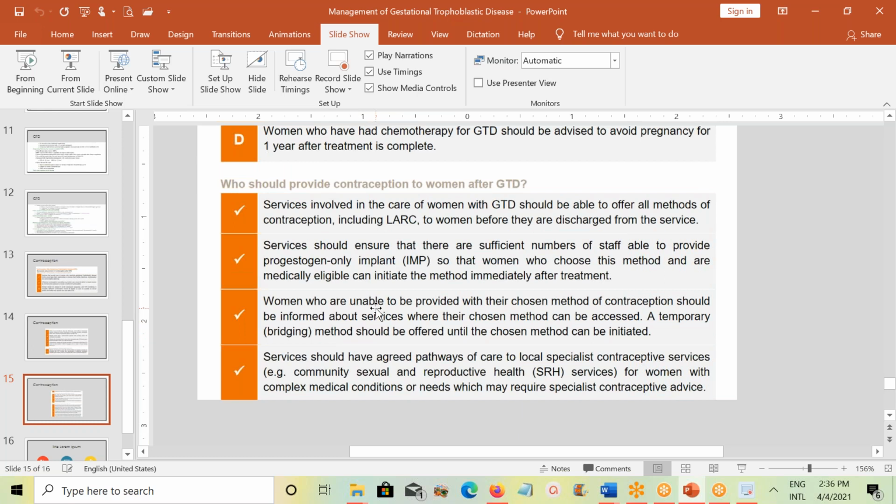And usually once the beta hCG level has returned to normal, then they can use combined hormonal contraception. And IUCD usually we are not inserting. Why? Because there is a fear of uterine perforation. So we'll talk about this topic in detail once we are discussing contraception. Thank you very much.